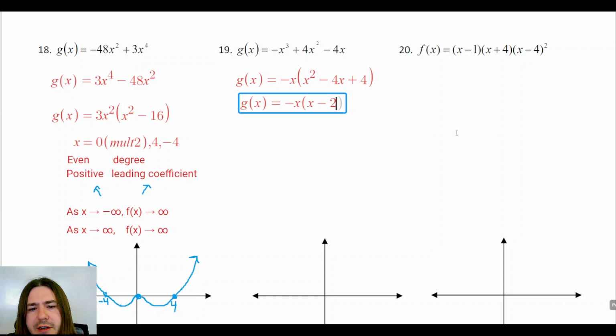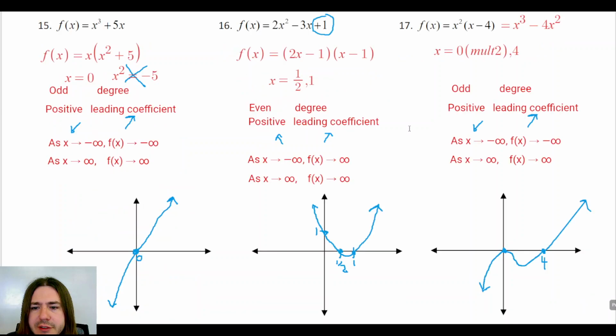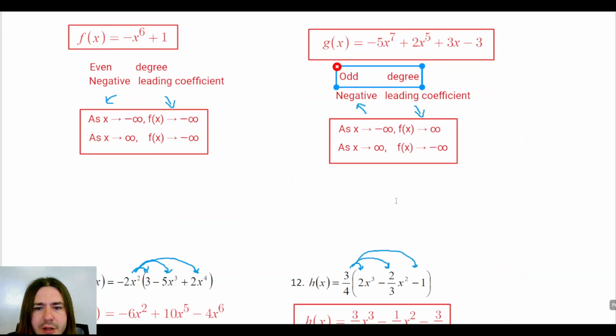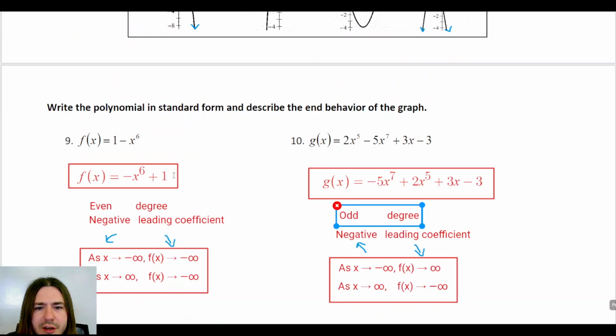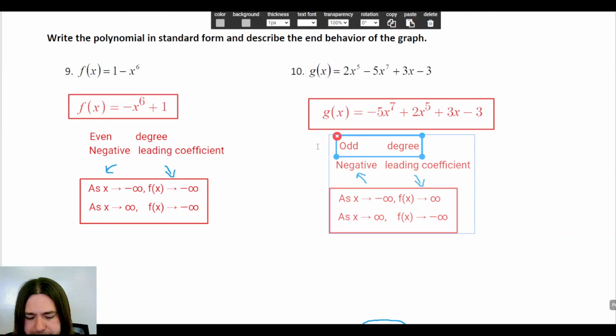So we get 2 unique x-intercepts here: 0, and positive 2, and that positive 2 is going to have a multiplicity of 2, so we're going to bounce off the axis at that x value. We have an odd degree and a negative leading coefficient. Did we have another one like that? Yep, we did, way back on number 10. So with an odd degree and negative leading coefficient, we're going to be going up to the left and down to the right.